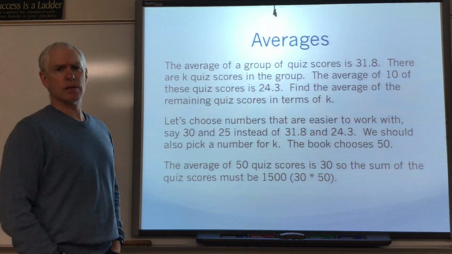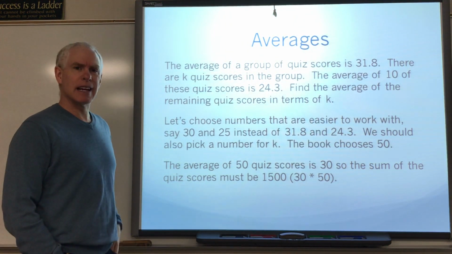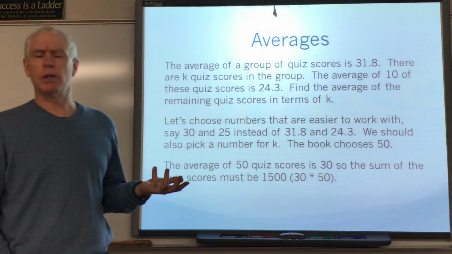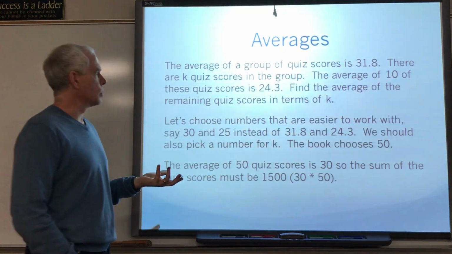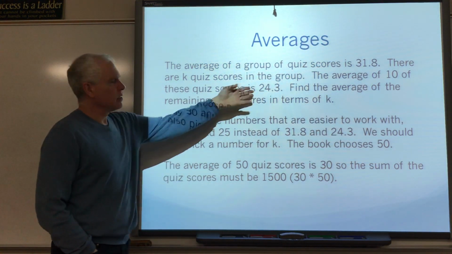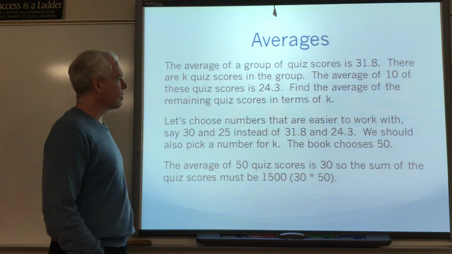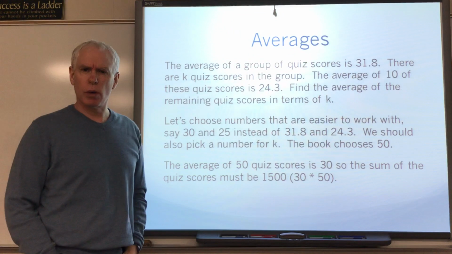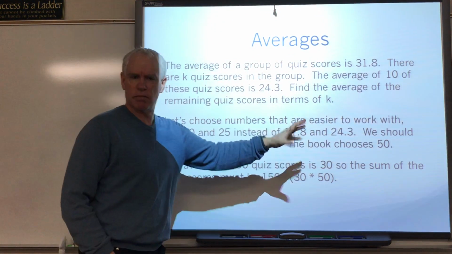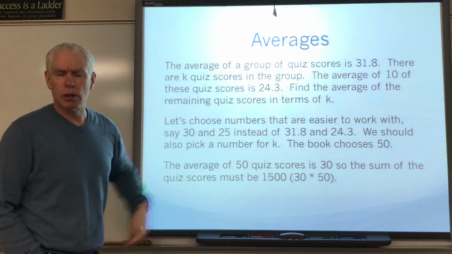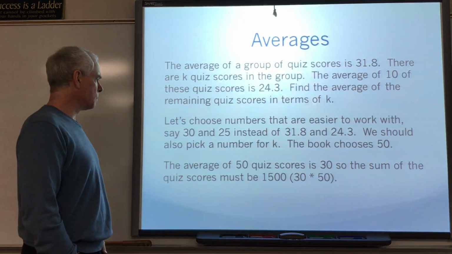And so I think, working with a smaller related problem, the skill we should have here is working with better numbers. So instead of picking 31.8, let's make it 30. Instead of 24.3, let's make it 25. And then let's pick a value for K so that we just have something to work with to see what we get. So let's just pick 50, okay? We could have picked anything we wanted. If you're following in the book, it picked 50, so I'm just going to go with that one.